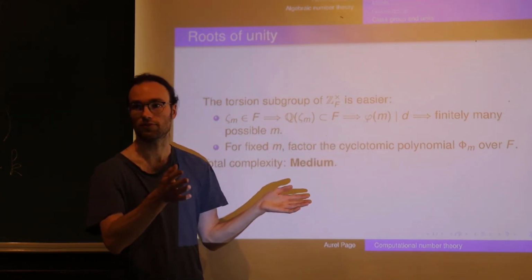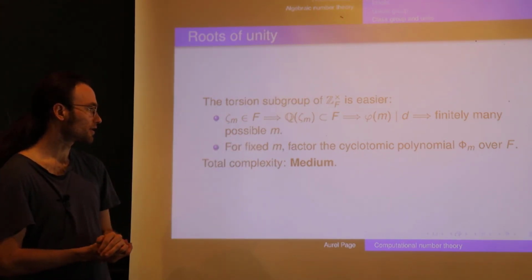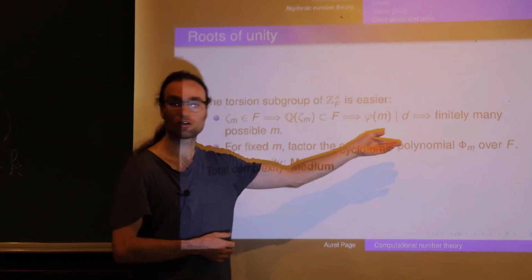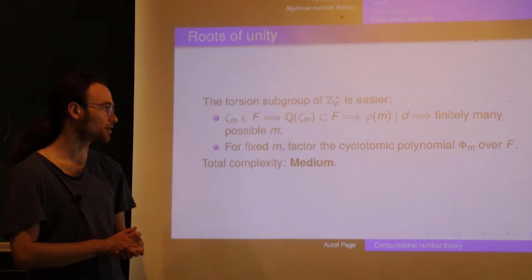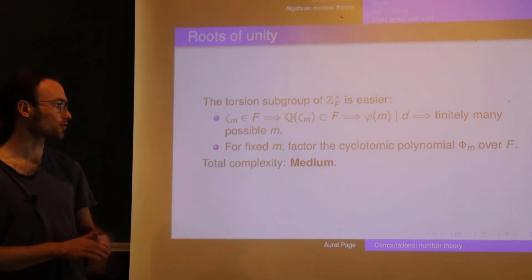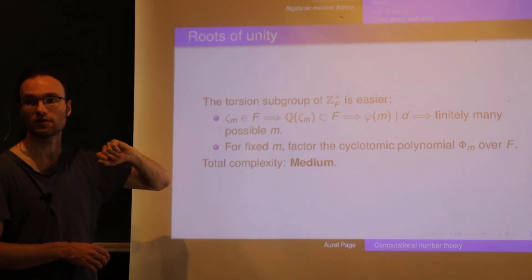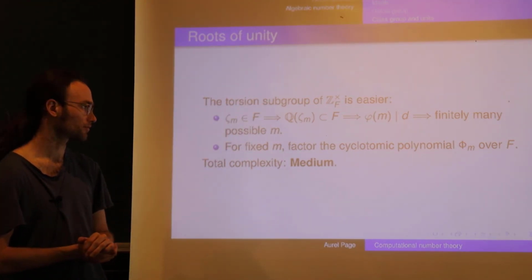And they're all small. And then for each fixed m, you can simply factor the cyclotomic polynomial over F to see if it has a root. And this way you'll determine which roots of unity are actually contained in F. So this is polynomial time. So this is the only part that is really easy in this computation.